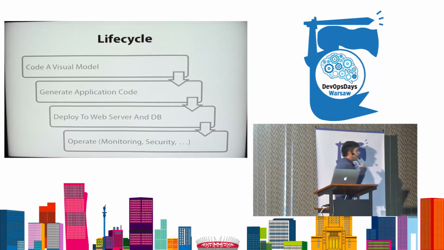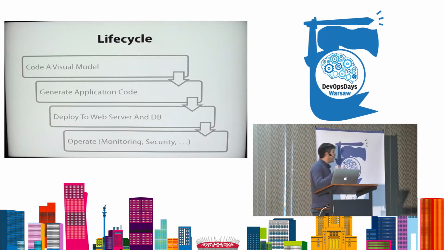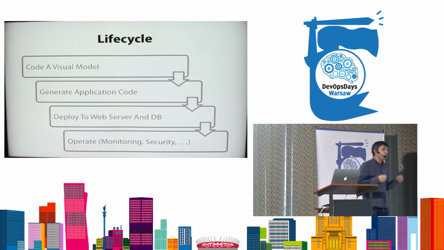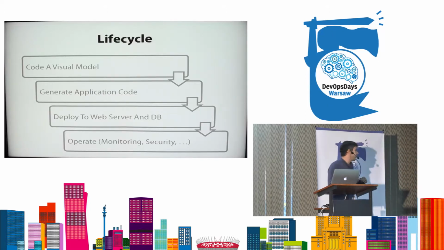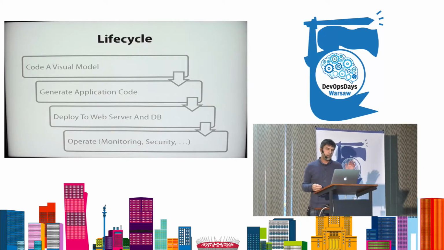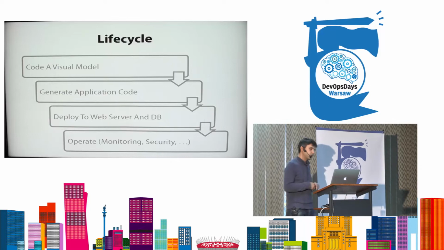Then when you want to publish this to an environment, be it development or production, you just push a button, we generate the application code, we push it to a web server and to a database, so we generate all the DML code so that you can upgrade the DB schemas. And then we also have some tools around operations, monitoring, security, and that's where I'm going to focus on.